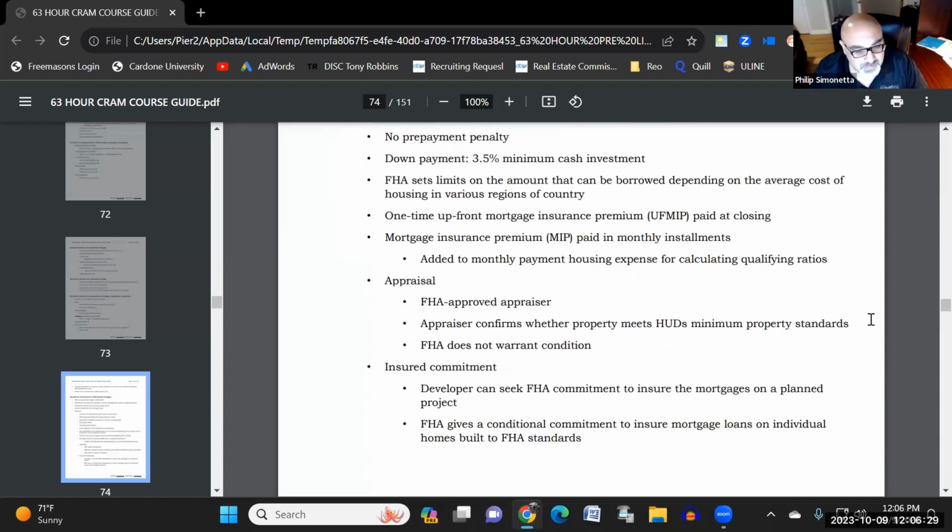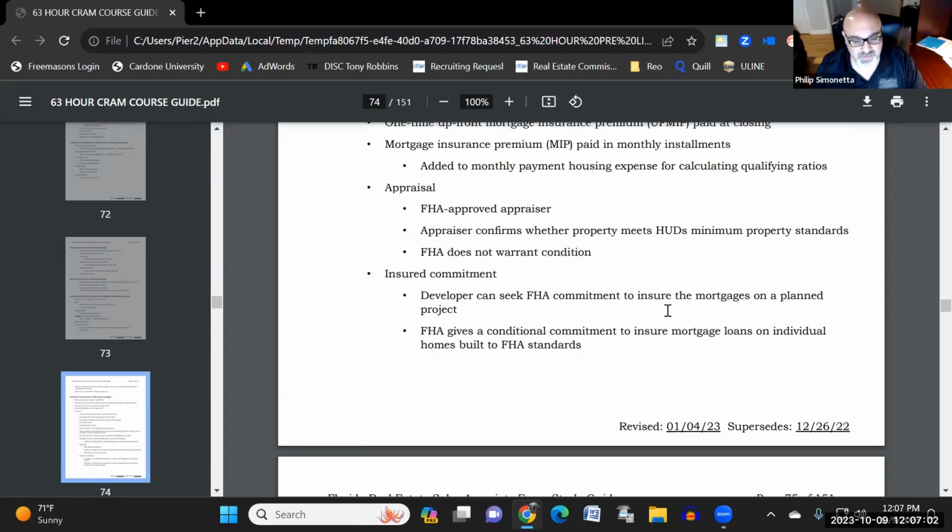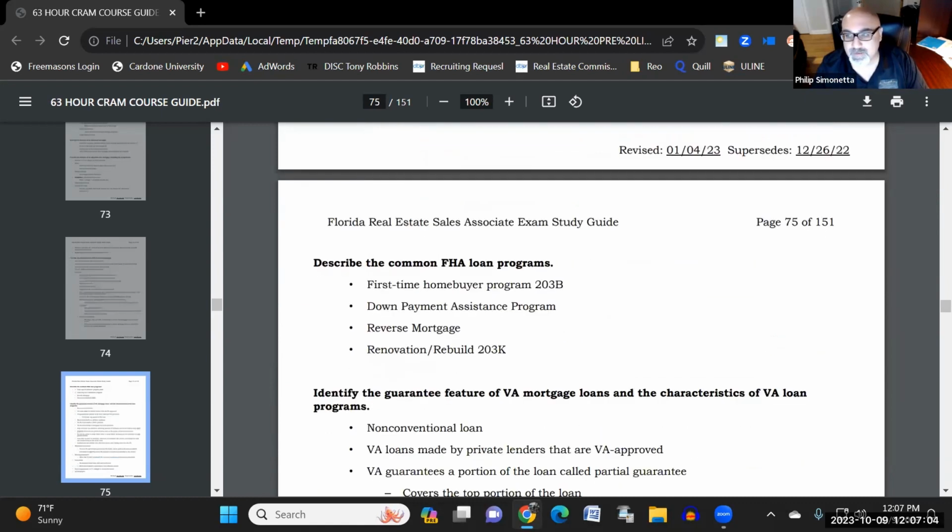Okay, as for the appraisal, it must be an FHA-approved appraiser. The appraiser confirms whether the property meets HUD's minimum property standards, and FHA does not warrant the condition of the home. Okay, the insured commitment is when a developer seeks an FHA commitment to insure the mortgages on a planned project. So that's when the whole project gets approved for FHA loans. And FHA gives a conditional commitment to insure the mortgage loans on the individual homes as they are built to those FHA standards to qualify for that. Okay.